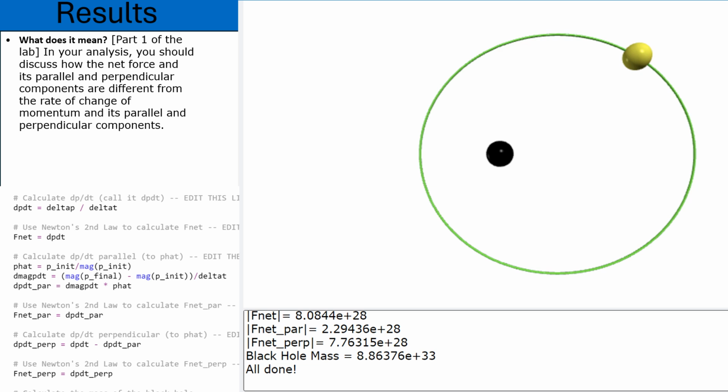And so what we can learn from this, like what does it mean, is the change in momentum is equal to F net for a system that's just involving gravity. Well, just always actually. And that also happens with parallel and perpendicular. Change in momentum is always equal to F net.